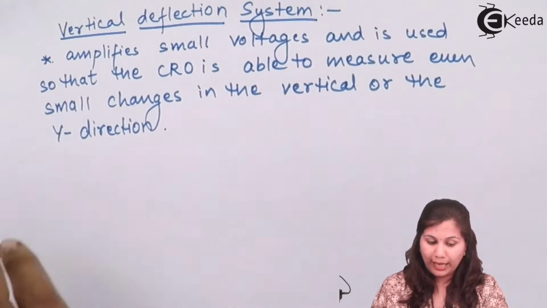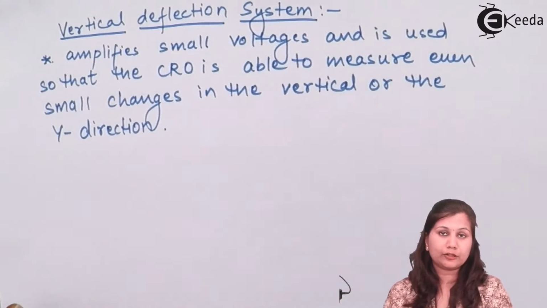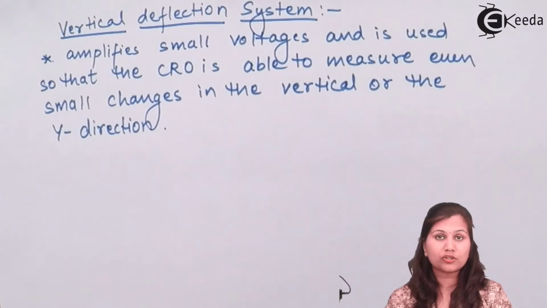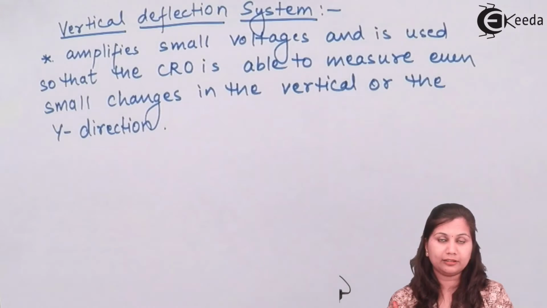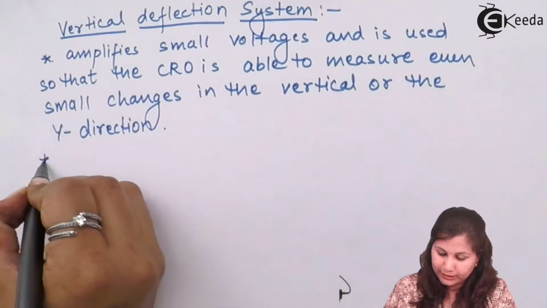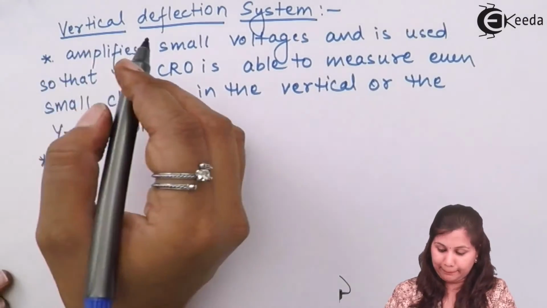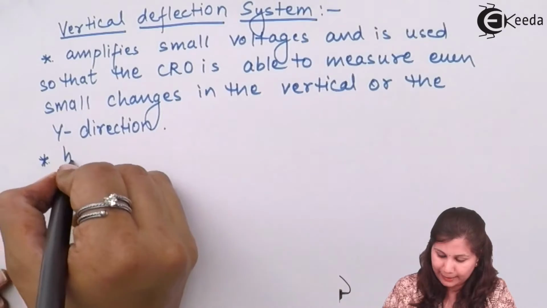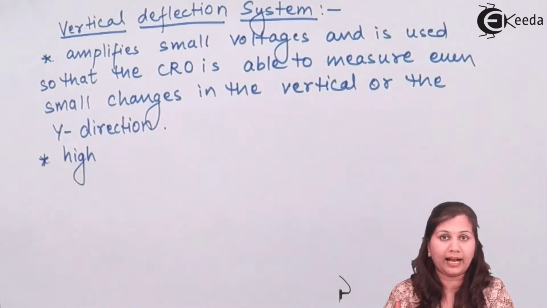Okay, now as it is amplifying the signal, it is only going to amplify the signal, not the noise part. Okay, so this vertical amplifier is a high class amplifier which is having a very high gain.